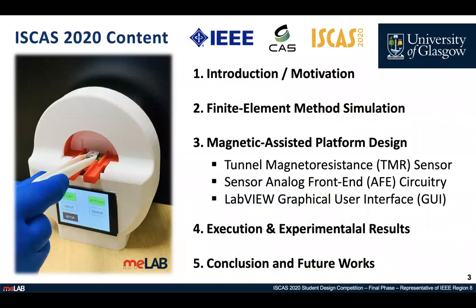Now, let's come to the content part, the overview of our presentation. The first part is an introduction and motivation, and the next part is the simulation methodology introduction. The third part is magnetic assisted platform design, followed by execution and experiment results. Finally, we come to the conclusion and possible future works.